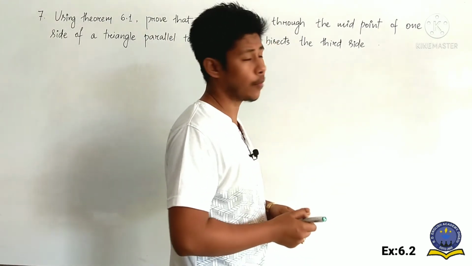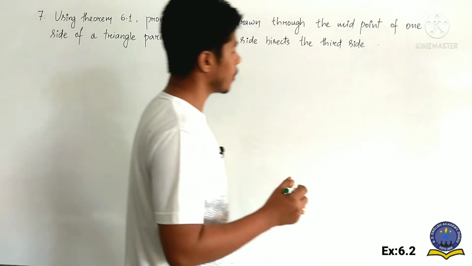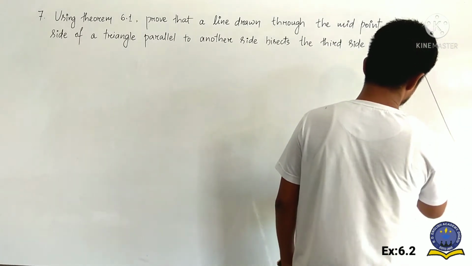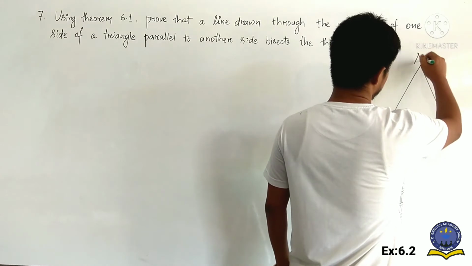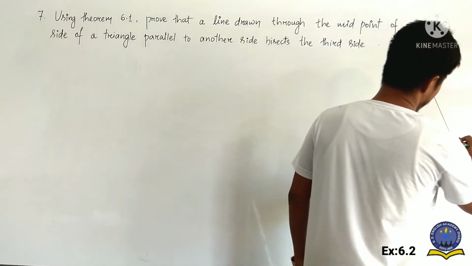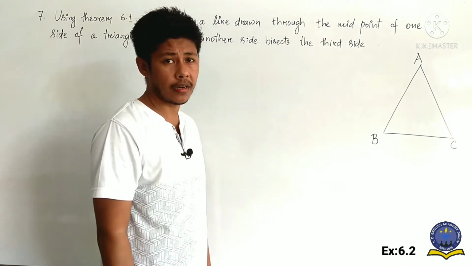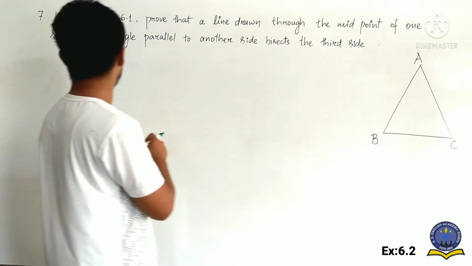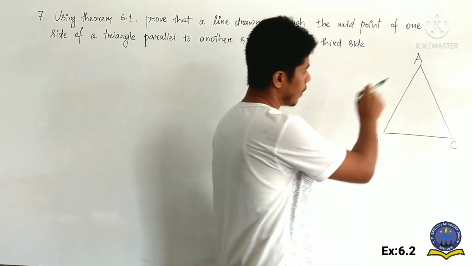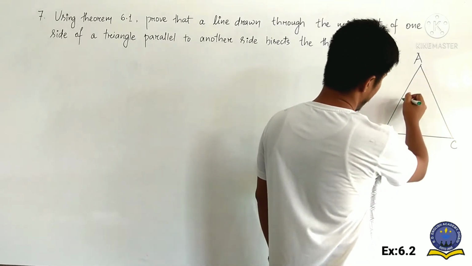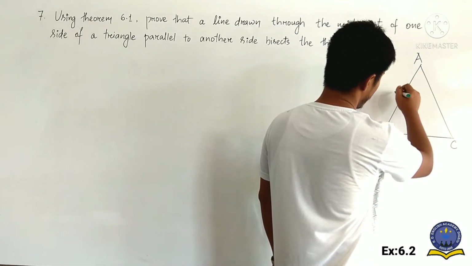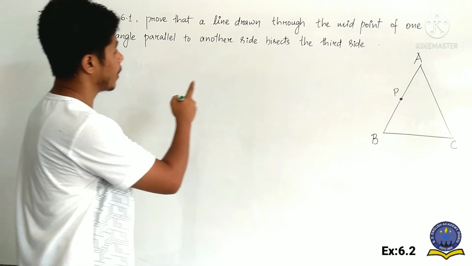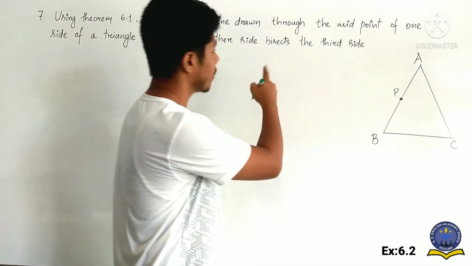With the help of a diagram, it is more comfortable to understand. Suppose we consider a triangle ABC. According to your question, a line is drawn through the midpoint of one side of the triangle. If we consider one side and its midpoint, suppose this point is P. Is it clear? The line is parallel to another side and bisects the third side.